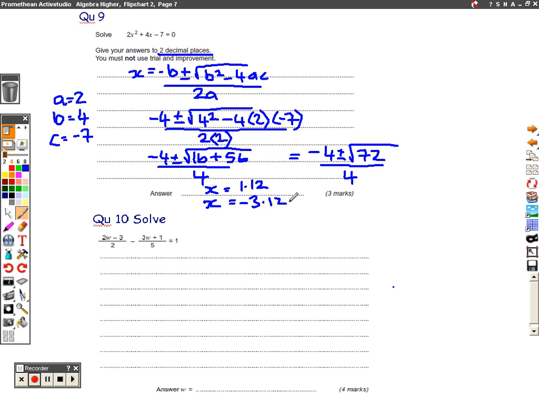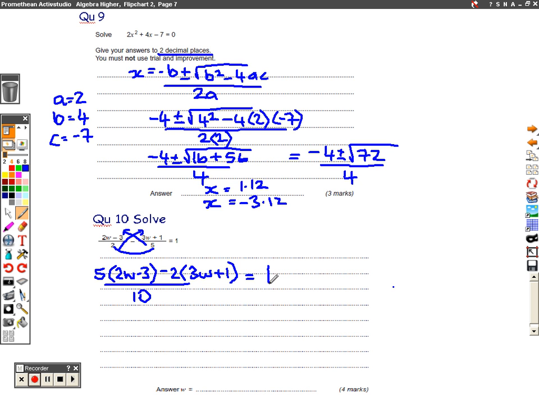Okay, question 10. Solve these. Now, these are one of my favourite types of questions. What we're going to do here is we're going to cross multiply. And the reason we're doing that is you're essentially trying to get a common denominator because you're subtracting two fractions. So we're going to multiply this one by 5 and this one by 2. So our common denominator is going to be 2 times 5, which is 10. So 5 outside your bracket, 2w minus 3, minus 2 outside your bracket, 3w plus 1, equals 1.